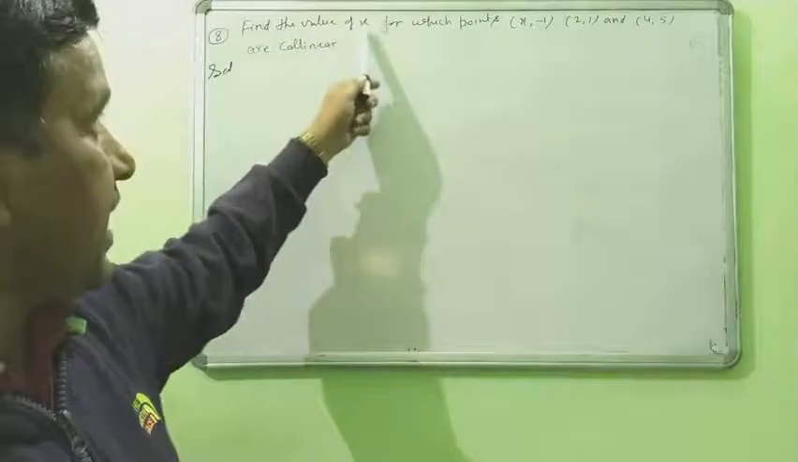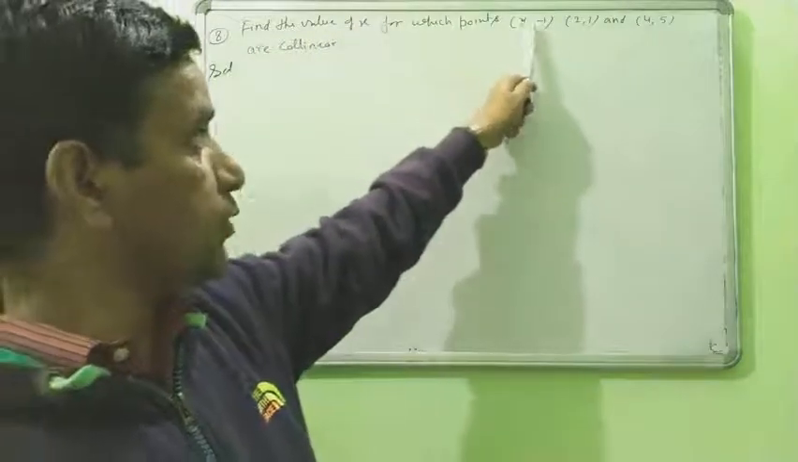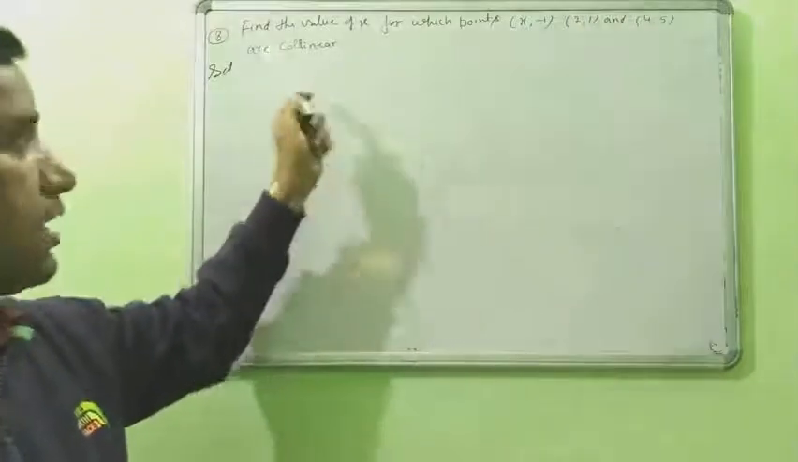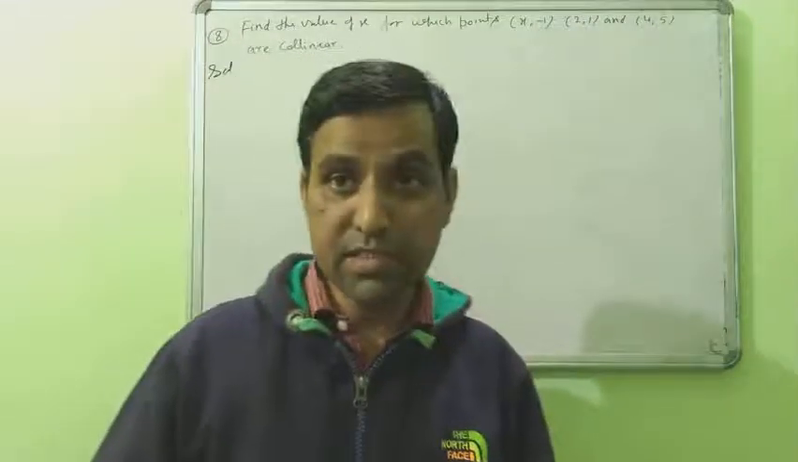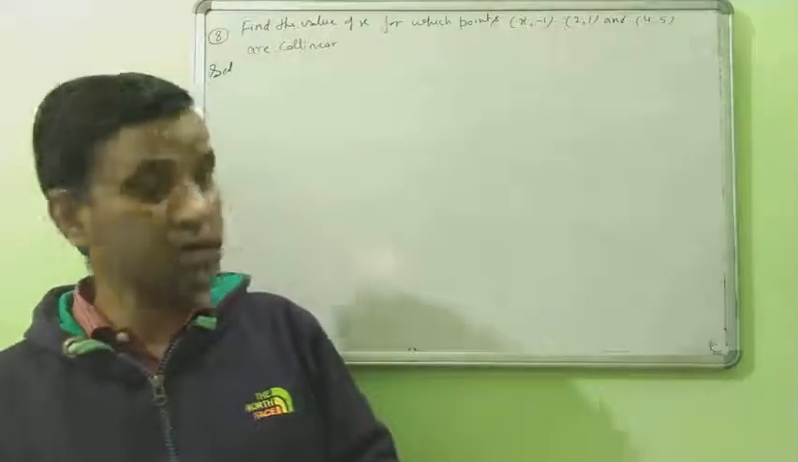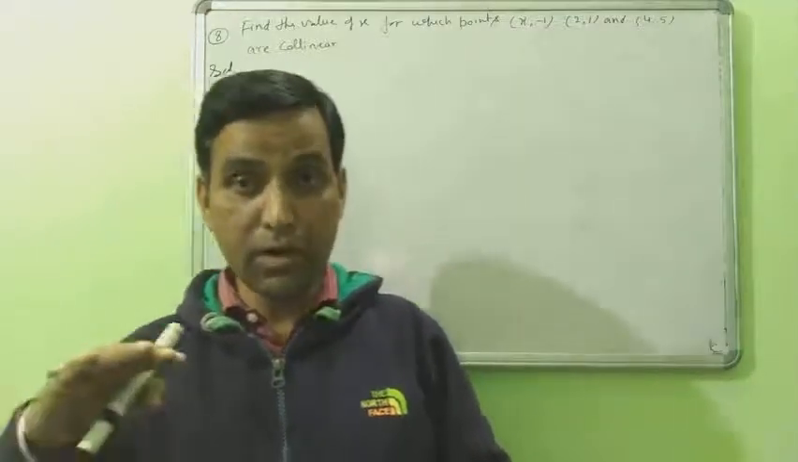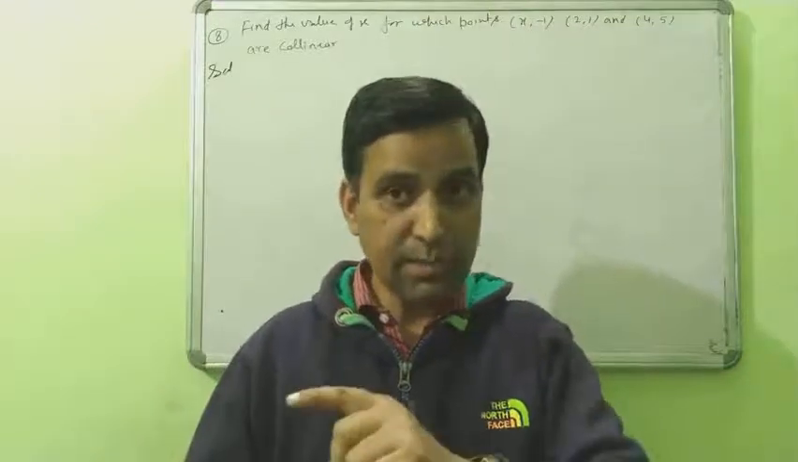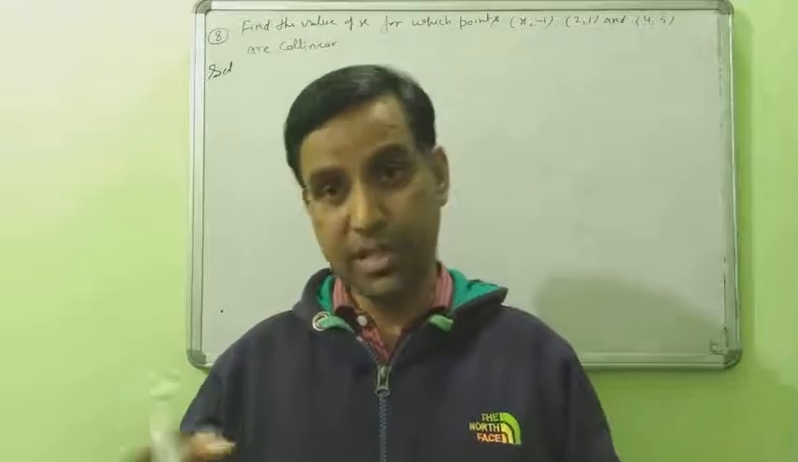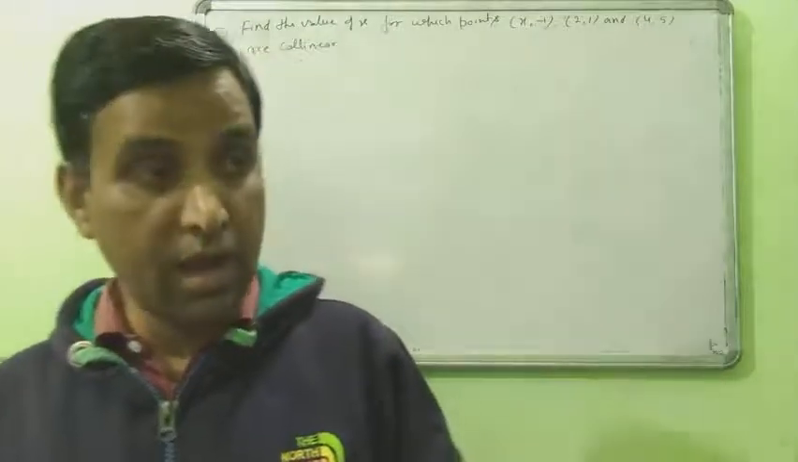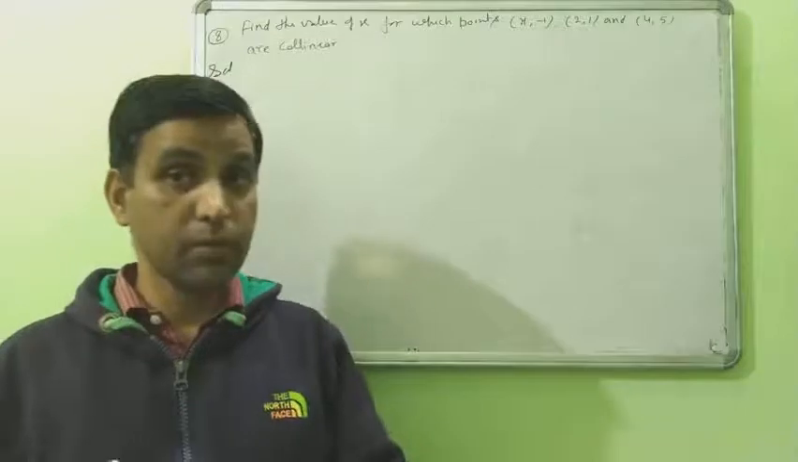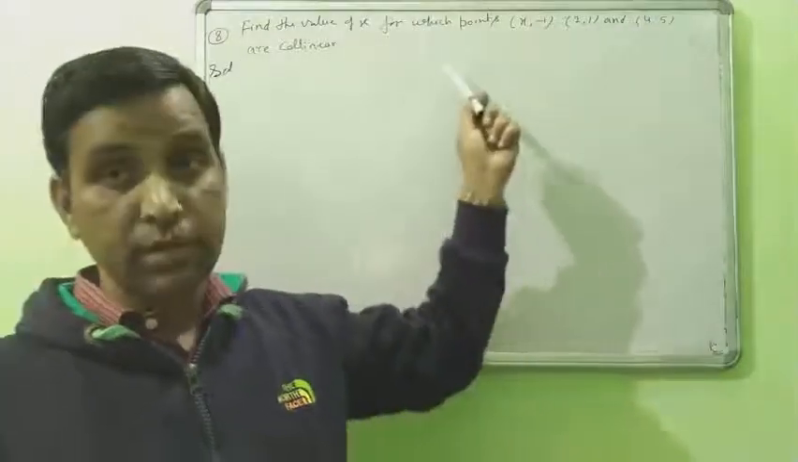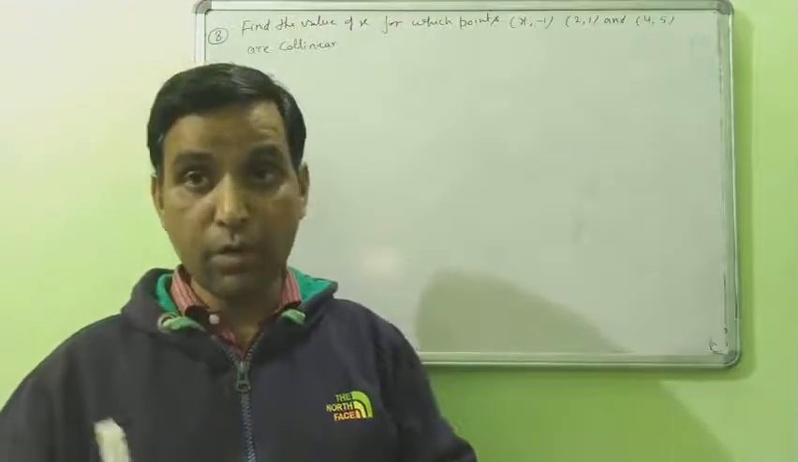Find the value of x for which the points (x minus 1, 2), (1, 4), and (5) are collinear. The given condition here is the collinear condition: when three points lie on a straight line, we say the points are collinear. Using this condition, according to the topic of straight lines, we find the value of x.